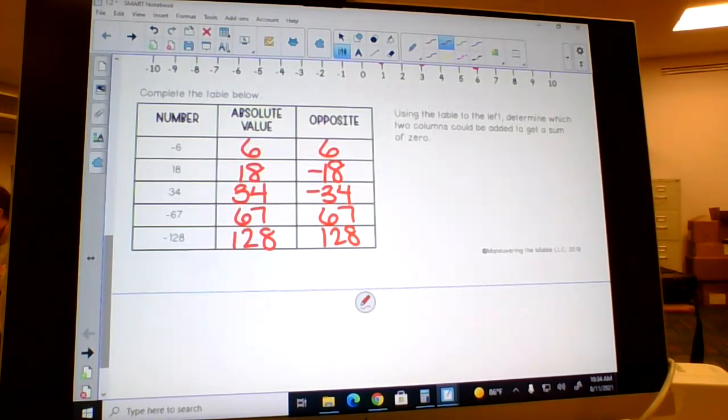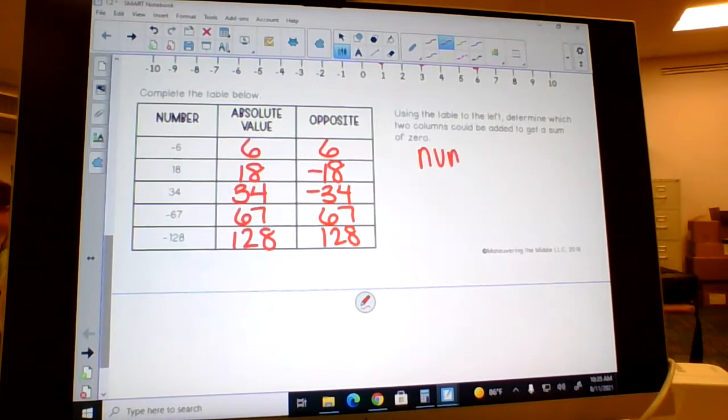Now, I don't know if anybody already answered this question yet, but it says using the table, determine which two columns could be added to get a sum of 0. So looking at the three columns, the number column, the absolute value column, and the opposite column, which two of those columns could always be added together to get 0? Opposite? And what other column? Haley? The number and its opposite. The number and its opposite.